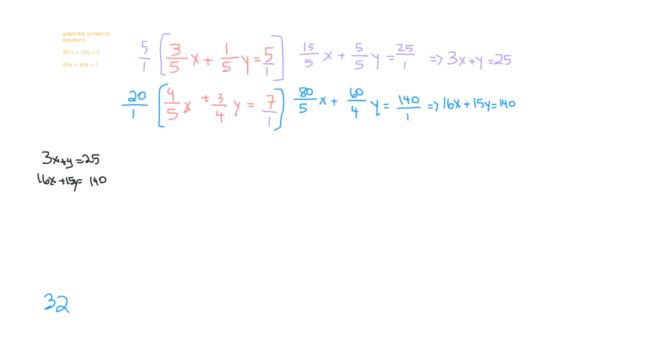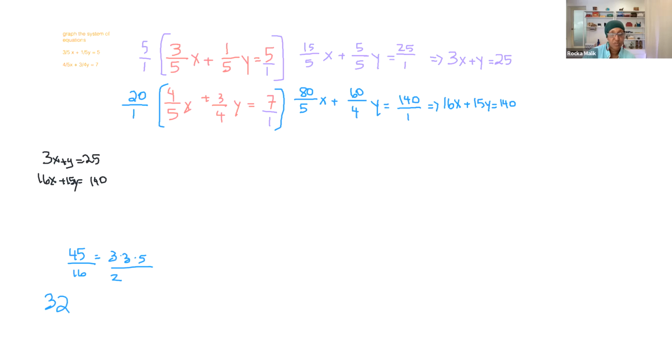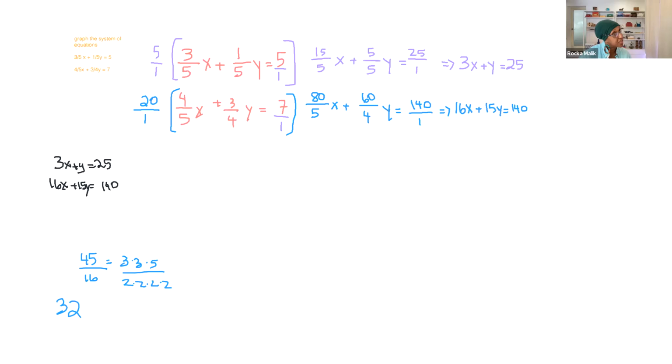45. Does 45 work for 16? 45 divided by 16. Nope. This one's going to be 3 times 3 times 5, and this is going to be 2 times 2 times 2 times 2. Nope. You could always do 16 times 3 and use that number. Or you could give up on this and try to get rid of the Y's. Your choice.